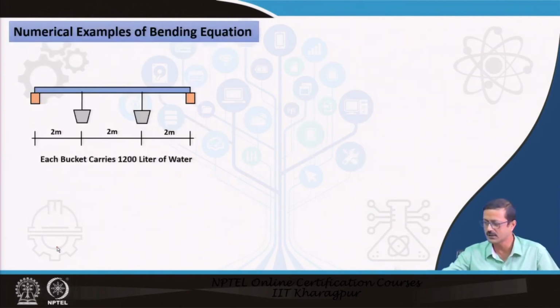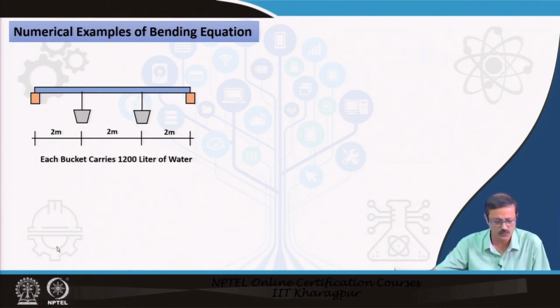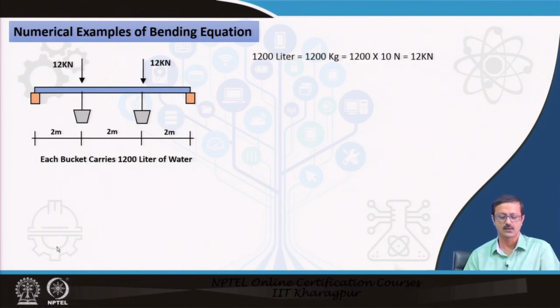So, I have a small numerical example to understand this particular bending equation. I have a beam of 6 meters and I have two buckets of water. Each bucket contains 1200 liters of water, and they are placed 2 meters apart. Now, 1200 liters of water is approximately equal to 12 kilonewton. So, I replace these 2 buckets of water by 2 point loads of 12 kilonewton.